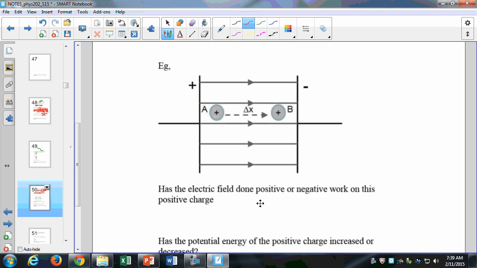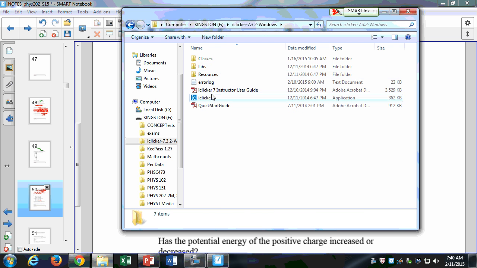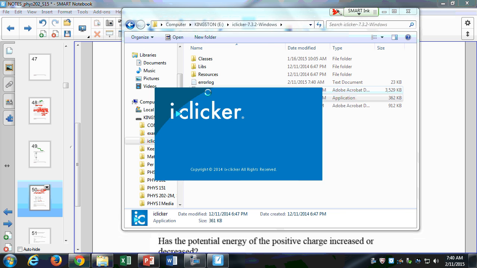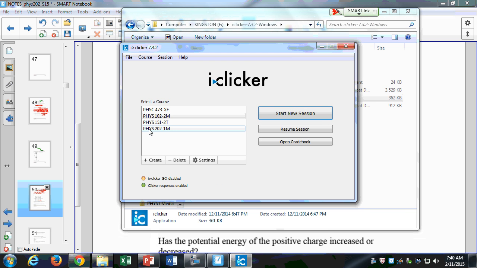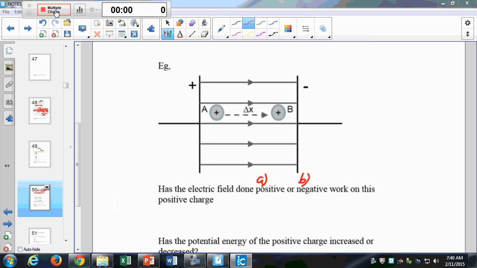And if I move a positive charge from this direction to this direction, has the electric field done A positive or B negative work on this positive charge? So use your clickers. Has it done A positive or B negative work? Alright, so this electric field exerts a certain force, moves this charge a certain displacement. Has that electric field done positive or negative work on this positive charge?